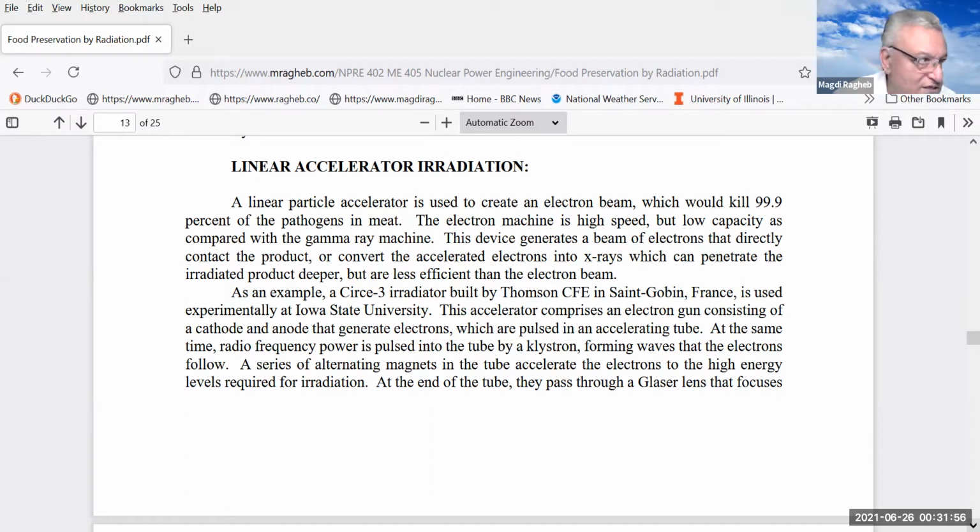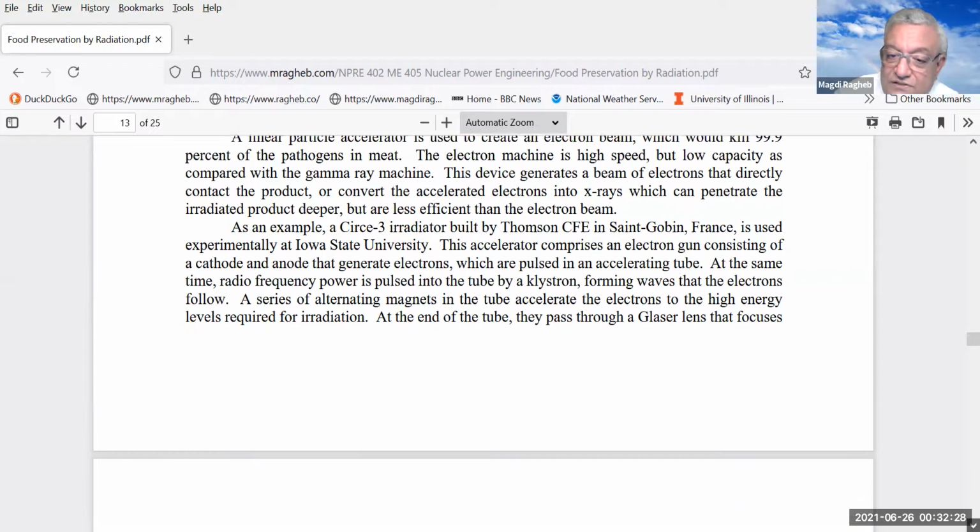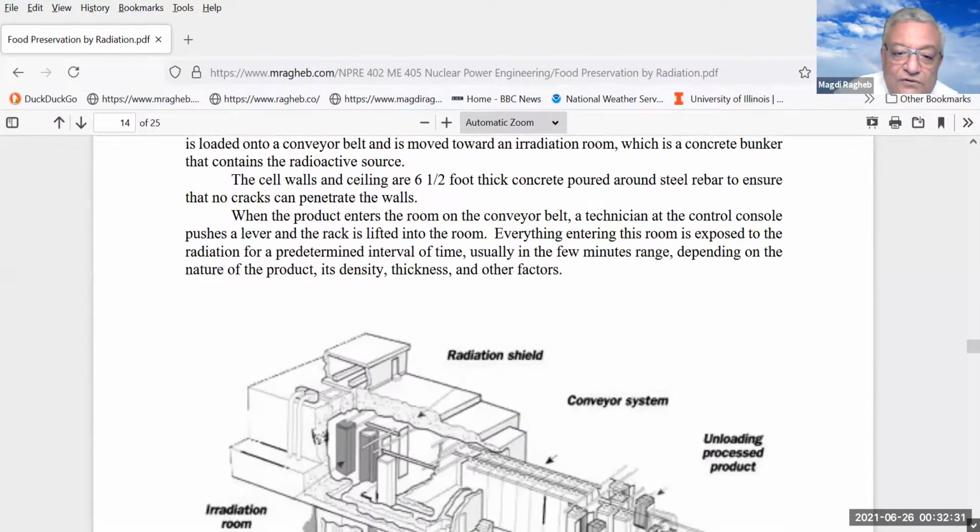How do you generate X-rays? You accelerate particles like protons and hit a target of a heavy element like tungsten, and you can produce X-rays that are very powerful. Actually, it's linear accelerators that accelerate electrons. So an electron beam interacts with the heavy element, the tungsten, and produces gamma rays. They have an irradiator, say, in Saint-Gobain in France, and it's also used experimentally at Iowa State University. So that's in our future to be using more in the United States.